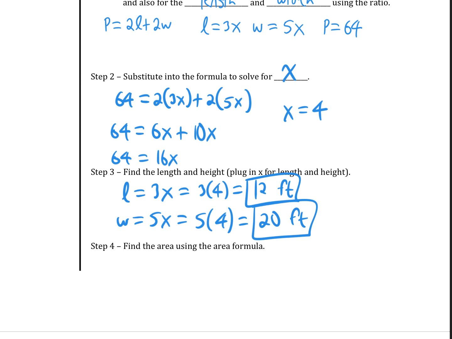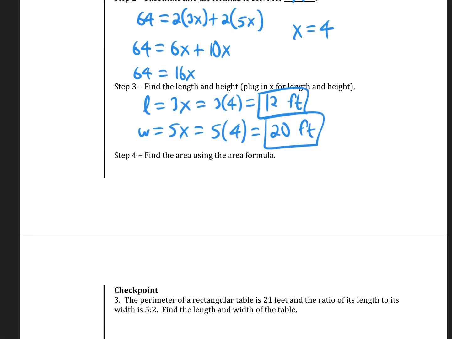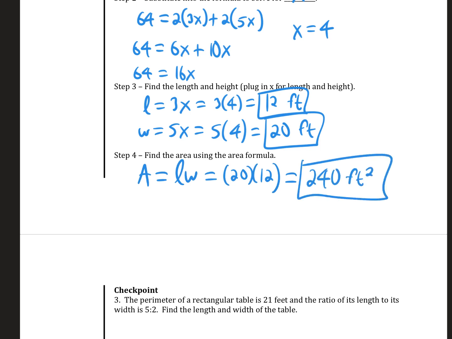And the last thing we can do now that we have the length and the width is to use the area to find the area of the rectangle. What's the formula for area of a rectangle? It's length times width. So that's going to be length, which is 20, times the width, which is 12. Actually, I flipped those around, but that's okay. That's still going to be the same thing. It's going to be 240. It's going to be square feet because it is area.